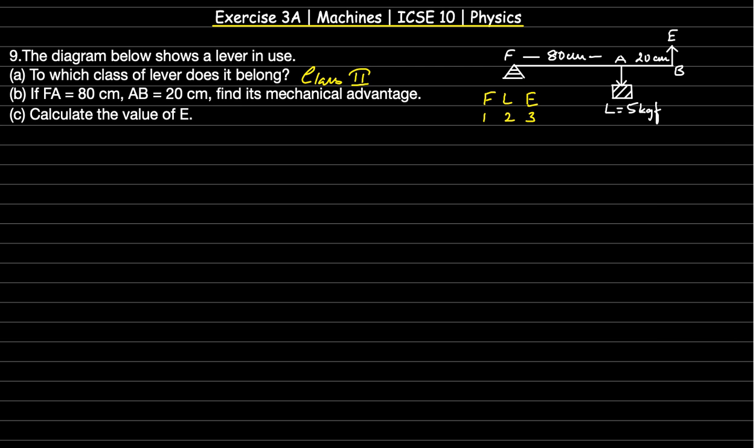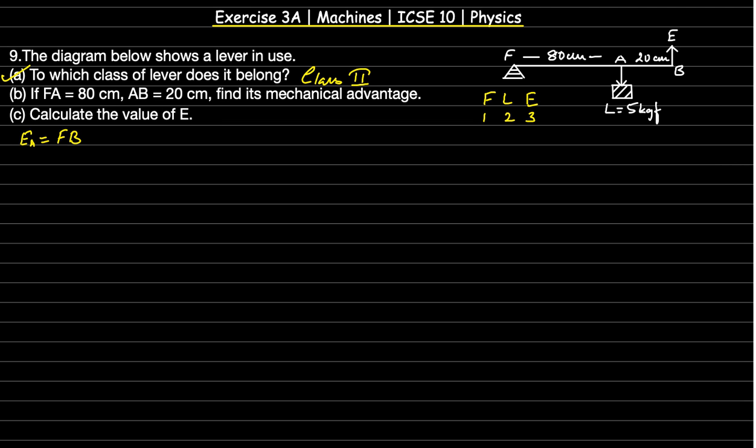Now, the first part is done. Coming to the second part, if FA is equal to 80 centimeter and AB is equal to 20 centimeter, find mechanical advantage. So for finding mechanical advantage, we need two things, that is effort arm and load arm. So I would write here EA, that is effort arm. Effort arm is the distance of the effort from the fulcrum. So in our case, it's going to be FB.